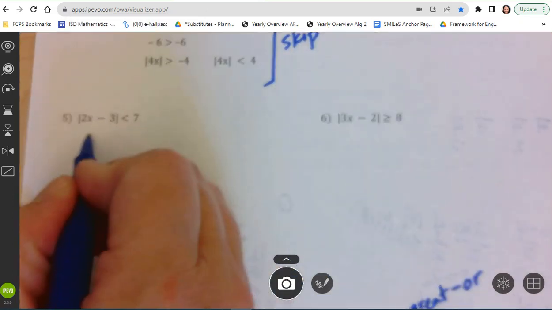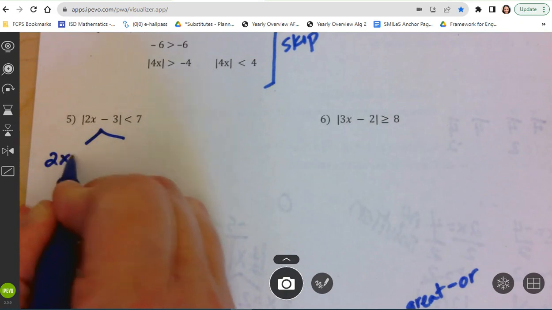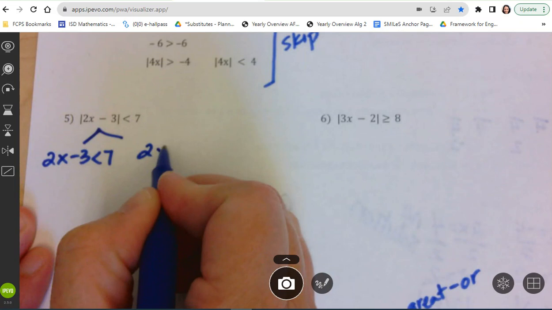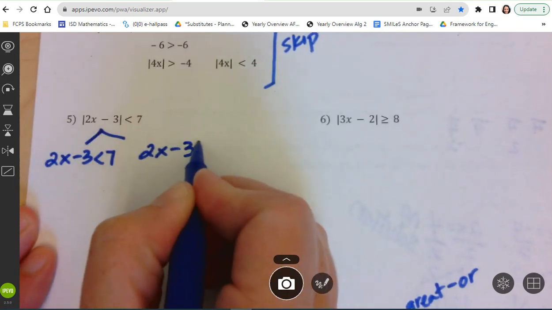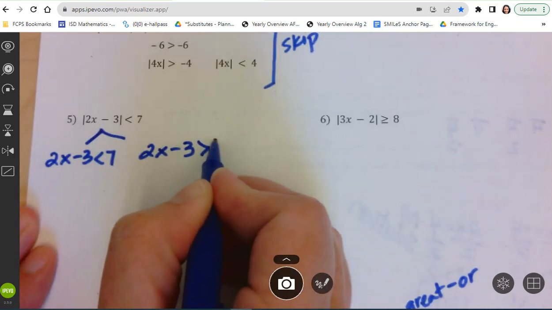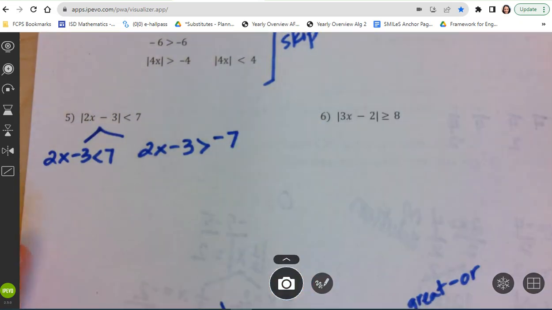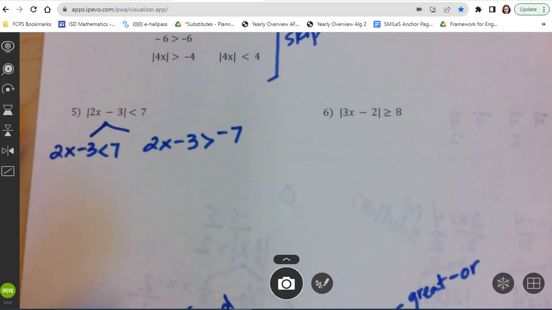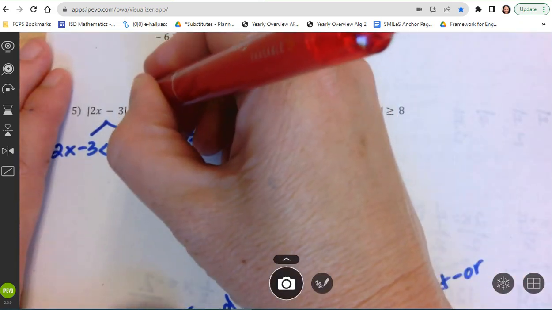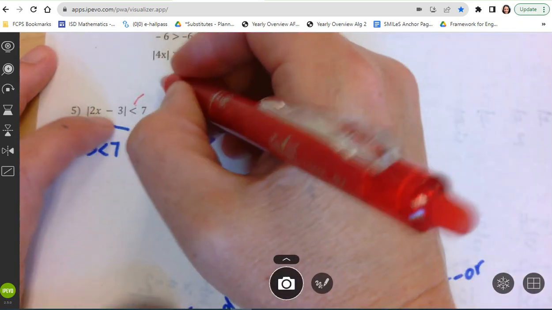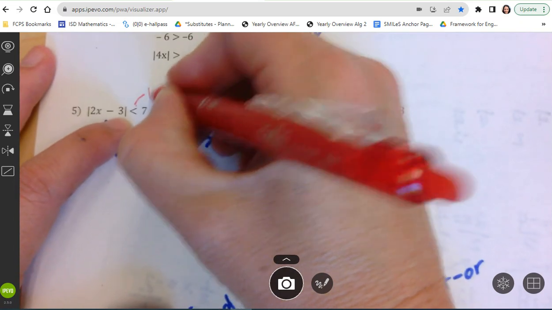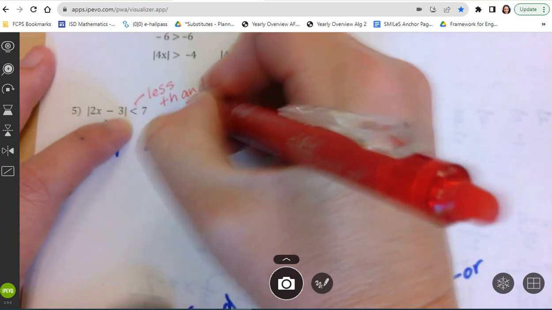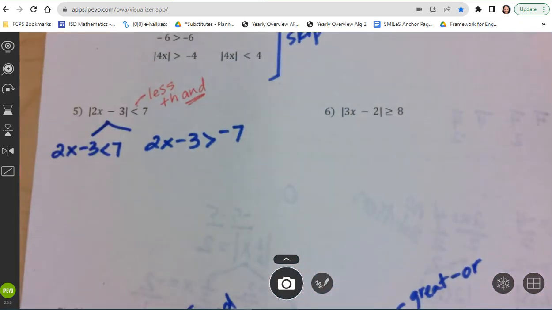All right, so I saw a lot of good work with this one. I saw 2x minus 3 is less than 7. And then I also saw 2x minus 3 is greater than negative 7, right? And is this one an and or an or? It's and. The way I know is because it's a less than sign. So when I see a less than sign, I think less than.